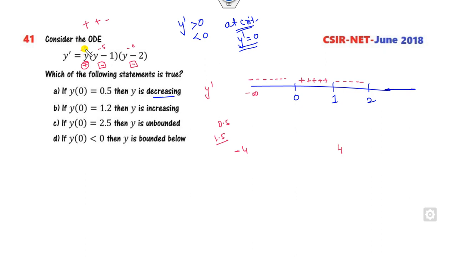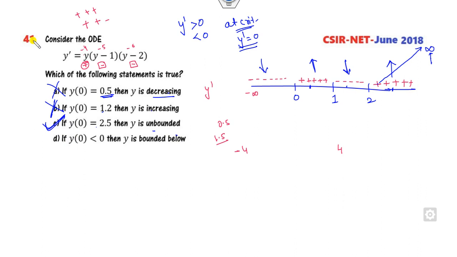Fine. Now what is the meaning of that? It is decreasing, increasing, decreasing, increasing. So 0.5 lies here, where it is increasing, but the option said decreasing. 1.5 lies here, where it is decreasing, but the option said increasing, so cancel that out. 2.5 here is increasing, it's unbounded. Yes, it's increasing. So what is the upper limit of the increasing? Infinity. Whenever it's infinity, it's unbounded. That's the correct option. Since there is only one correct option, that's the right answer.